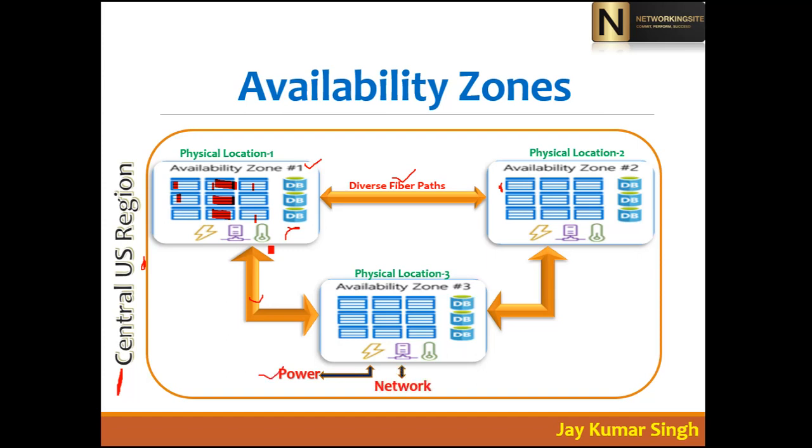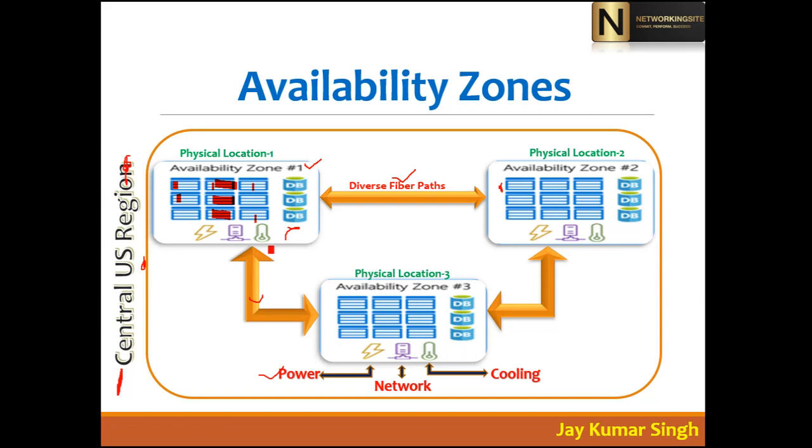So I already told you, this is the power, this is the network, and this is the cooling system, and each and every availability zone has its own cooling system. To understand this, let me brief it again. Suppose your company is in Gambia, and instead of the US region we select Gambia. Suppose my one Azure data center is there in Gambia.